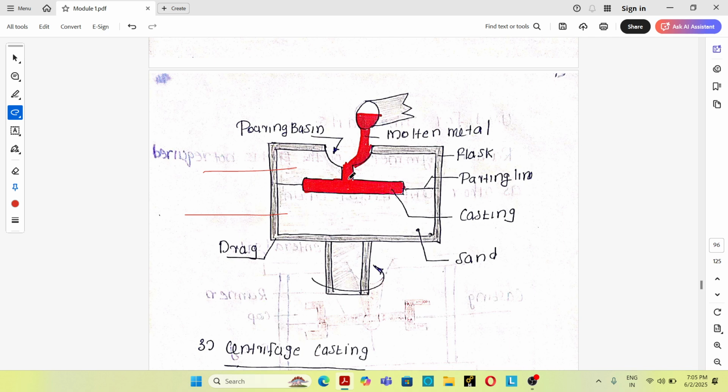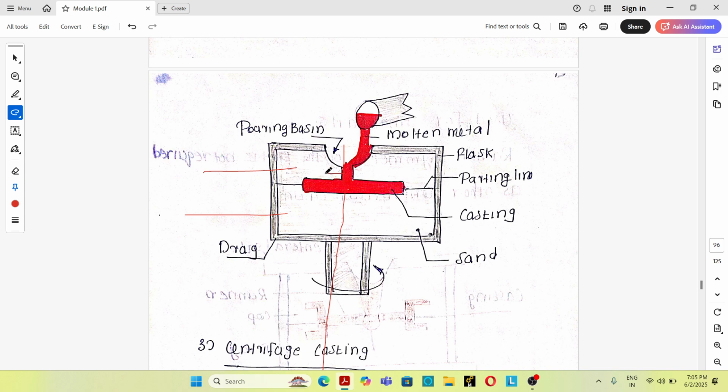Casting manufactured by this process always needs a rotational symmetry. So this is the casting. During the semi-centrifugal casting process, the entire mold cavity will be completely filled with molten material. The mold will be rotating. What will be happening when the mold is rotating? This is the axis of rotation.